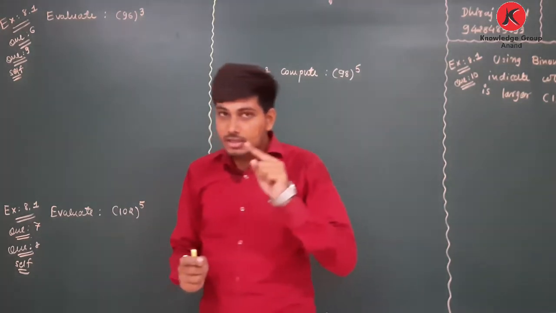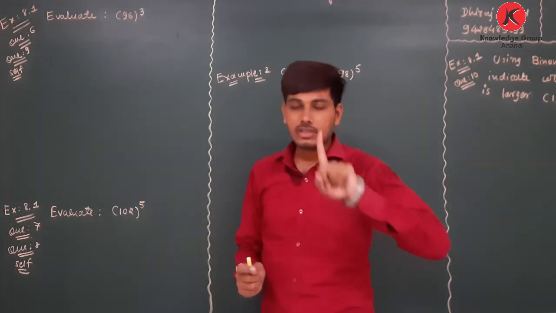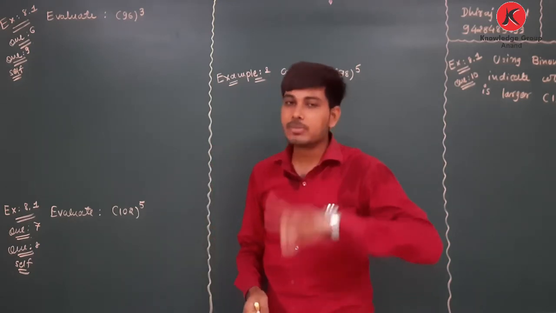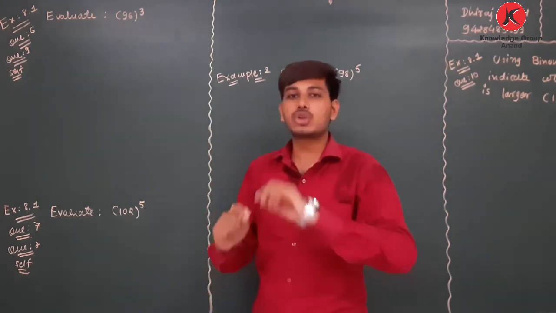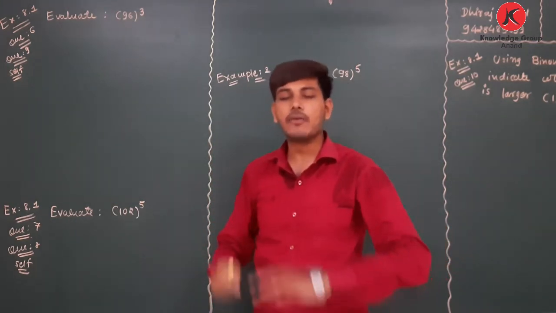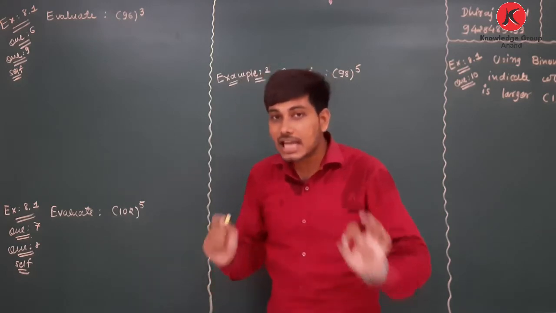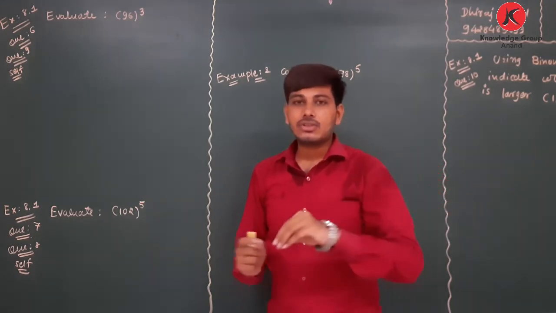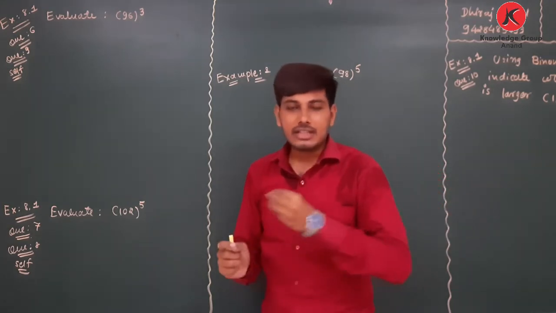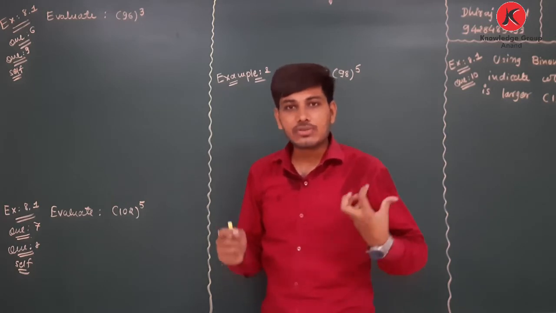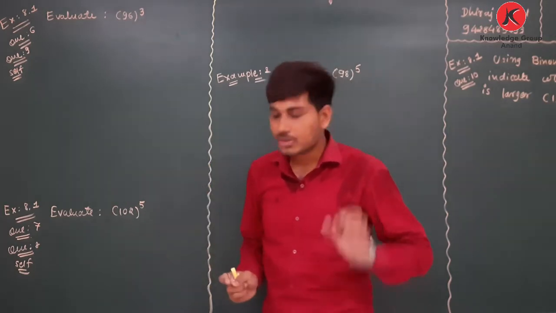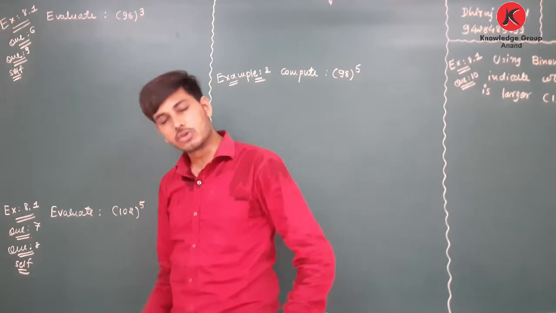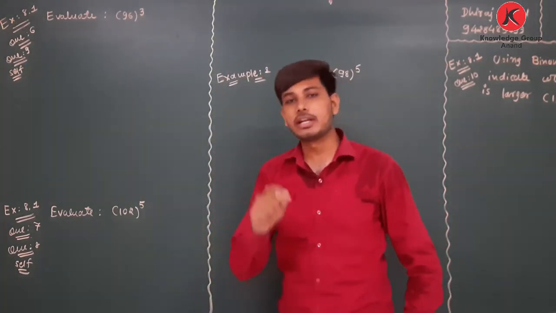Remember this thing. One term should be a rounded-up number, about 0 at the end. Whichever term you take, take one whose cube, fourth power, fifth power, sixth power can be easily calculated by us, and the second number should be smaller, the one whose cube, fourth power, fifth power can easily be calculated.